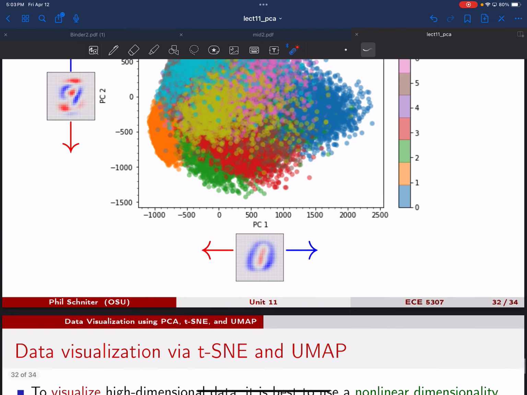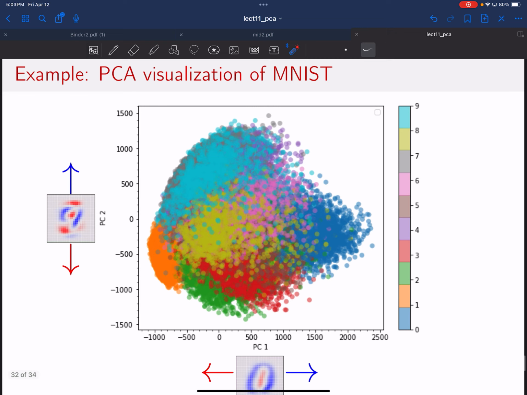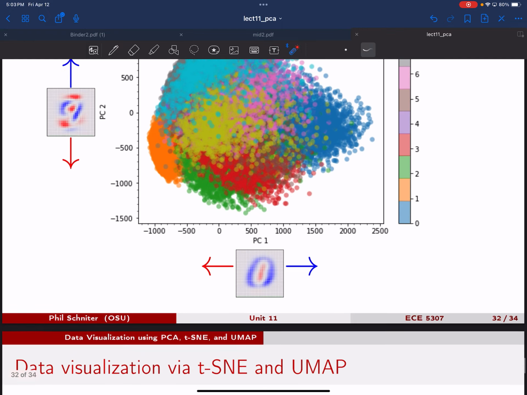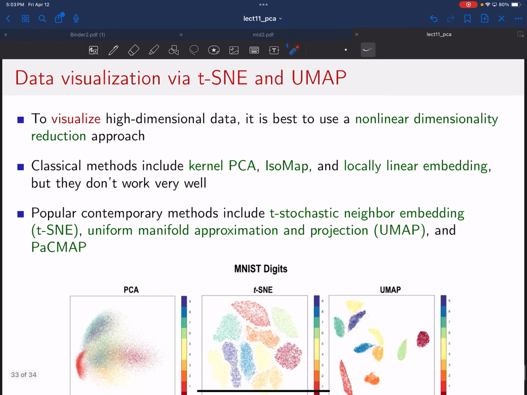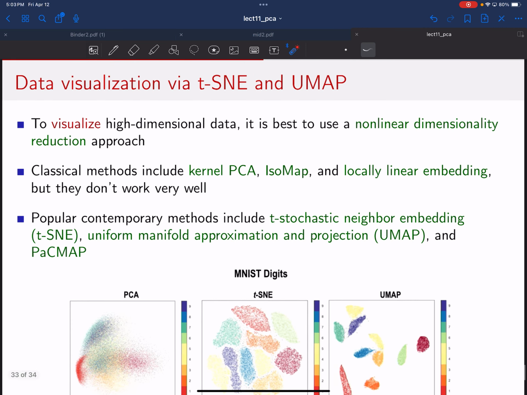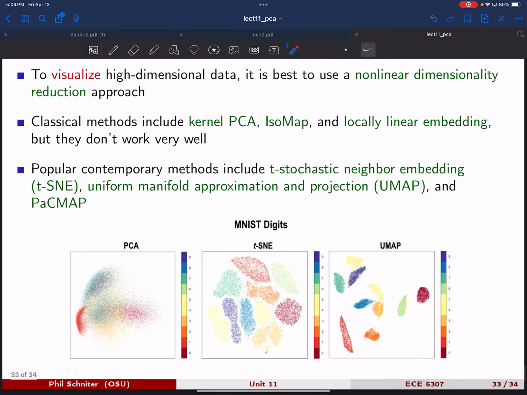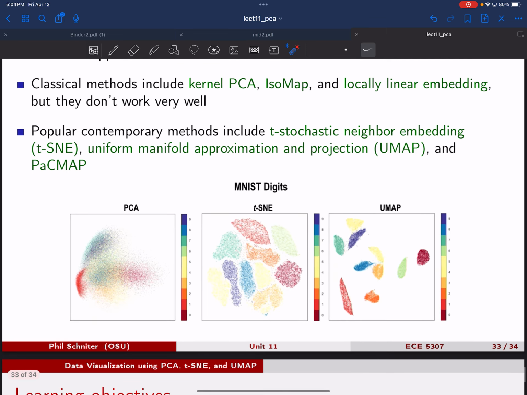And the very last thing is, if you are interested in doing this, PCA is an ancient technique. It's not really what you would want to use. However, people have developed sophisticated modern techniques for data visualization for reducing high dimensions down to 2. Probably the two most famous ones right now are TSNE and UMAP. I won't talk about how they're designed, but I'll show you how they work on MNIST.